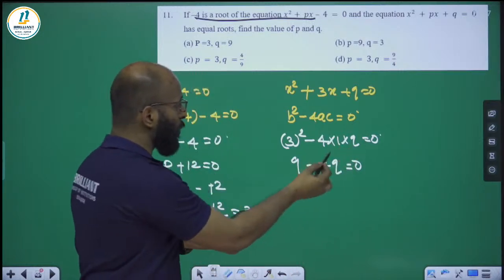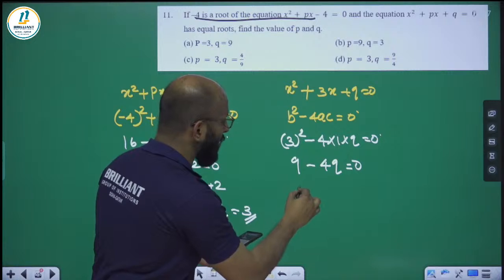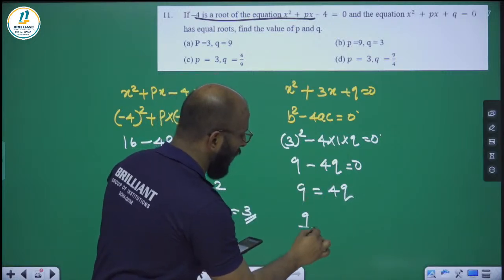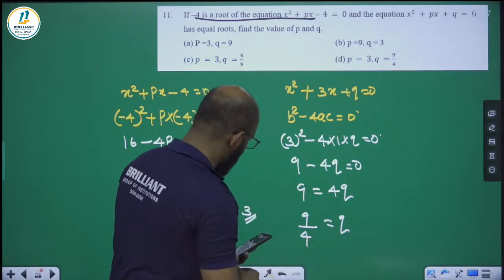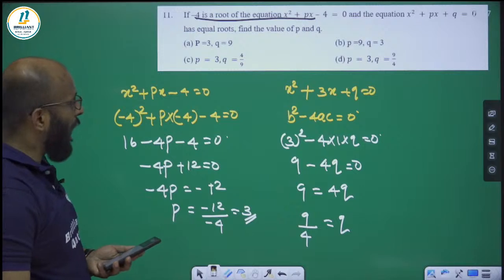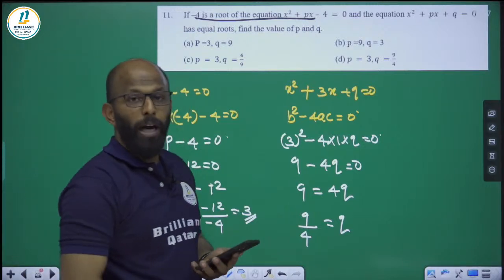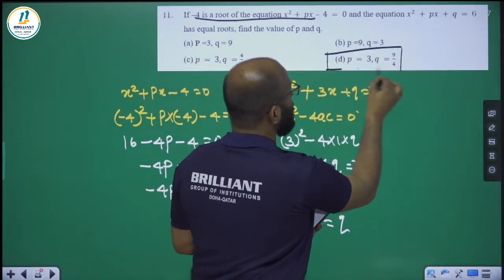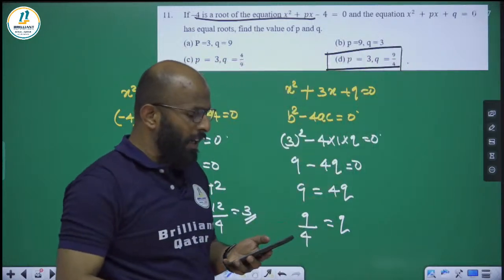We can shift 4q to the right side, or 9 to the right side. I'm taking 4q: 9 is equal to 4q. Therefore 9 by 4 is equal to q. So here we got it: p is equal to 3 and q is equal to 9 by 4. Yes, option D is the correct answer.